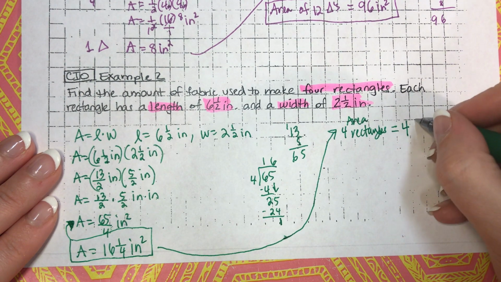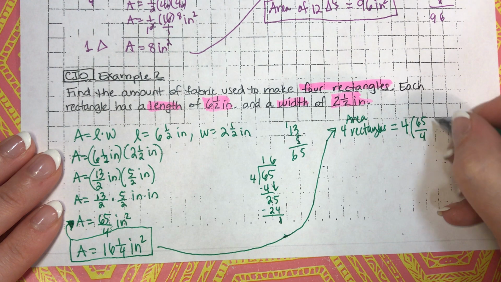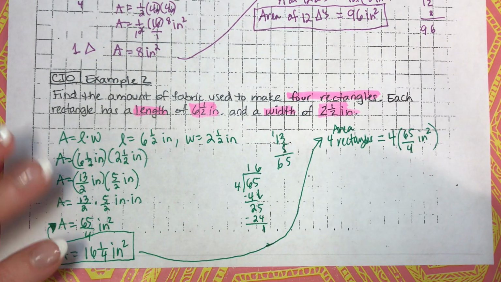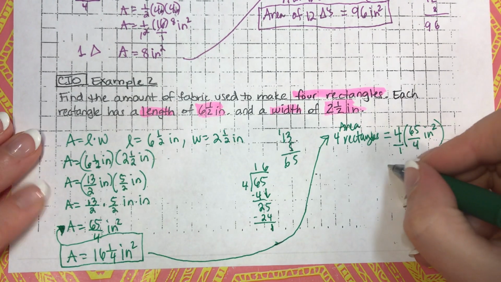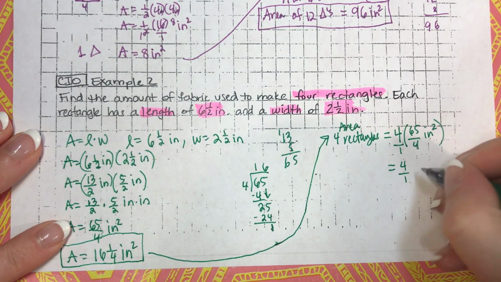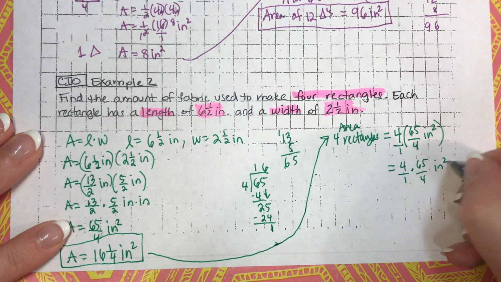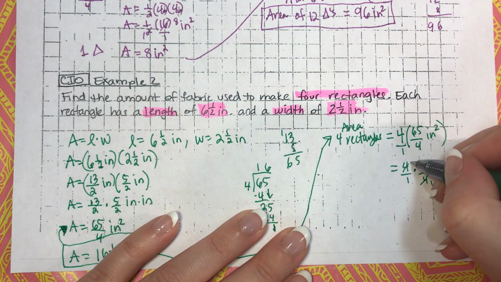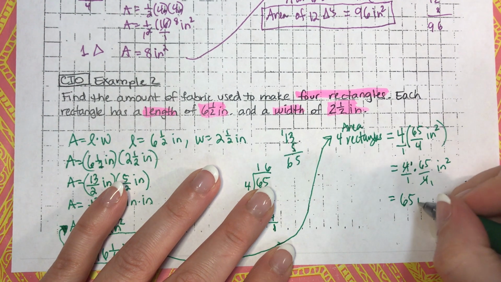So 4 times 65 over 4 inches squared. Then we're really doing this fraction times 65 over 4. And this ends up nice because we look to cross cancel. Those 4's cancel out. Then we multiply across, and we basically get 65 inches squared.